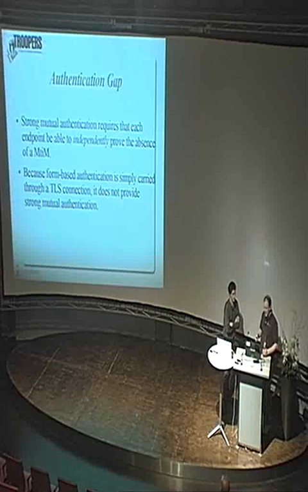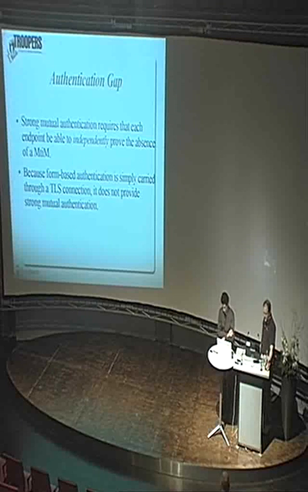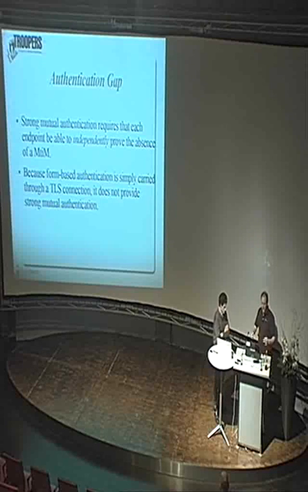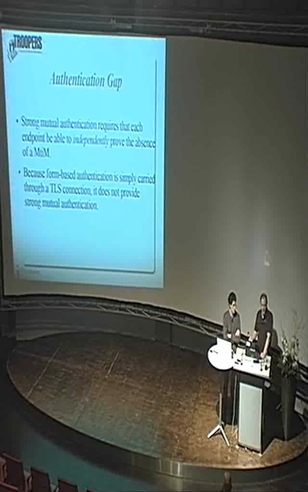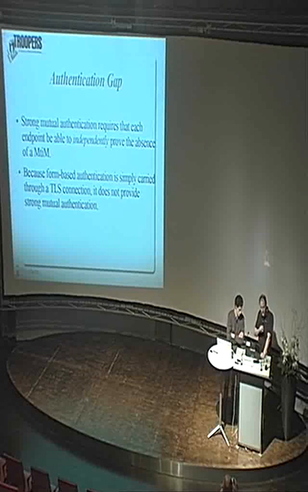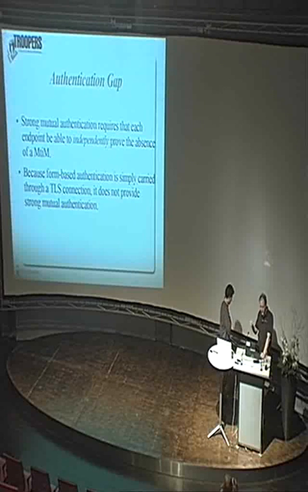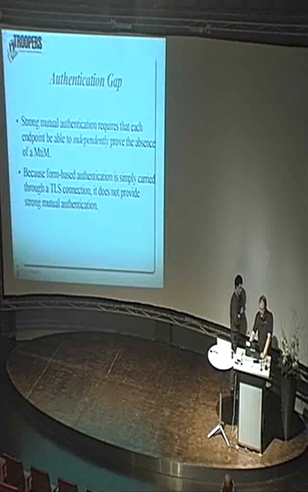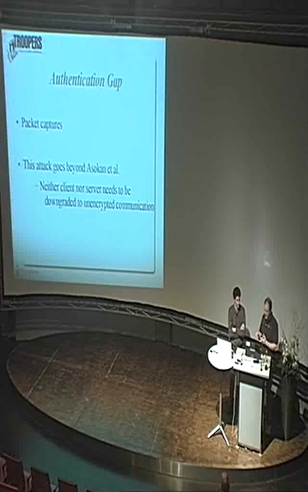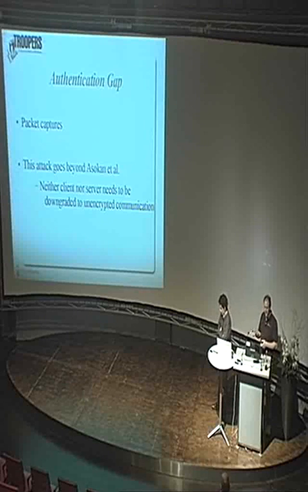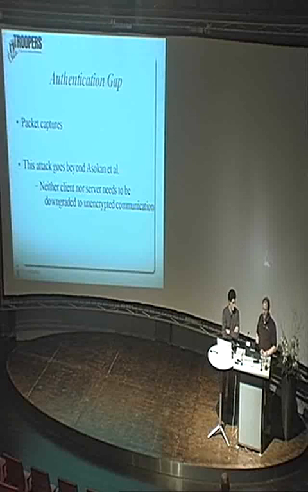But really, what you need is strong mutual authentication. It requires that each endpoint be able to independently prove the absence of a man in the middle. And because this HTTP form authentication is just carried through a TLS connection that's authenticated in one direction, it doesn't provide strong mutual authentication. And so this attack goes a little bit beyond that paper that we mentioned earlier, because in this case, neither the client nor the server needs to be downgraded to unencrypted communication.